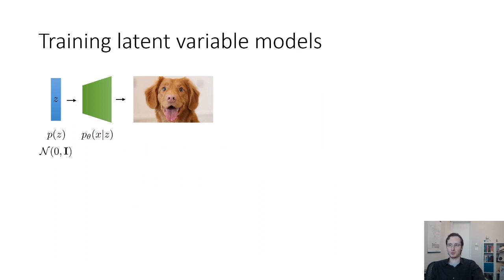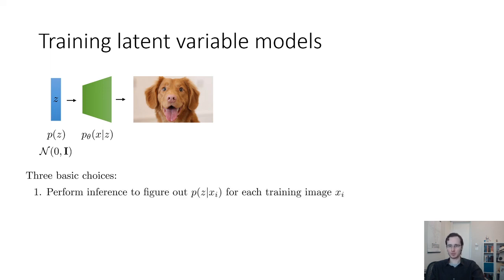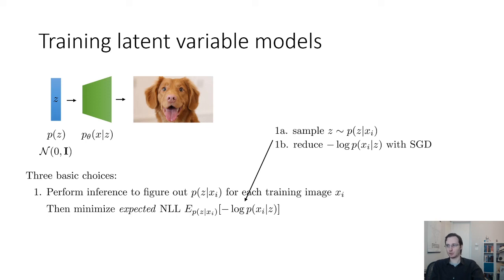Okay, training latent variable models. We'll talk about this again much more on Wednesday, but there are basically three basic types of choices. Choice one is to perform inference to figure out P of Z given Xi for each training image Xi, and then minimize the expected negative log likelihood. So this is what I mentioned before. And mechanically what that looks like is you sample Z from P of Z given Xi, and then you reduce the negative log probability of Xi given that Z with SGD. The only hard part of this is 1A, and that's what we'll talk about on Wednesday. How do you actually get P of Z given Xi? And this is what variational autoencoders do.